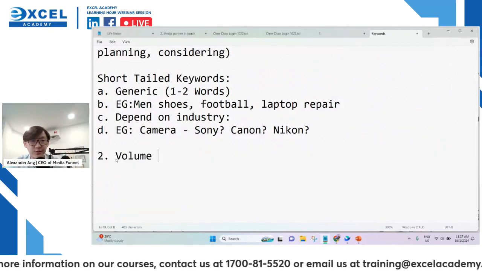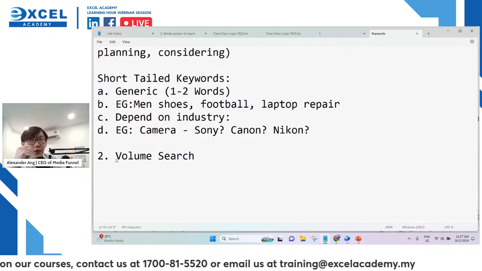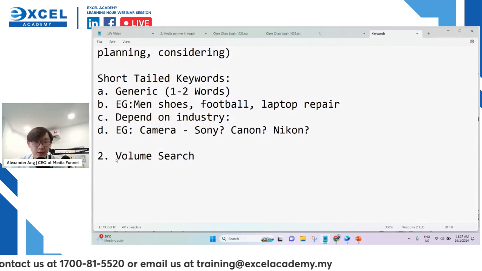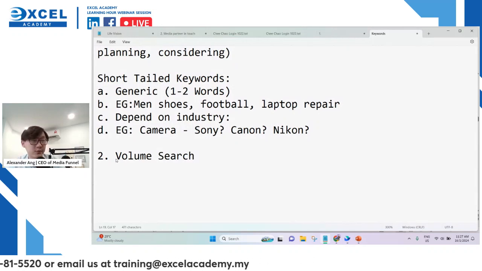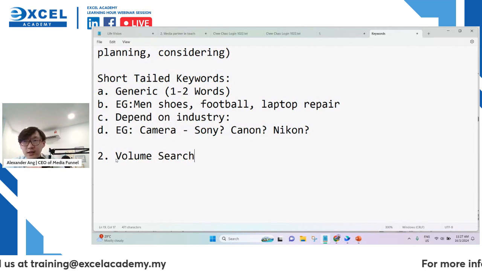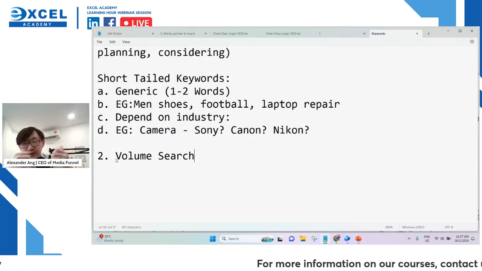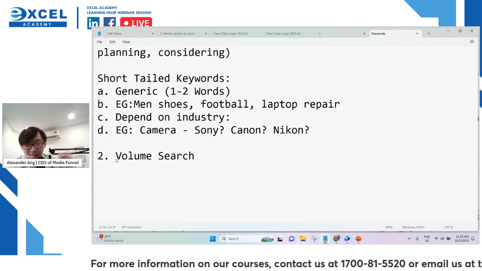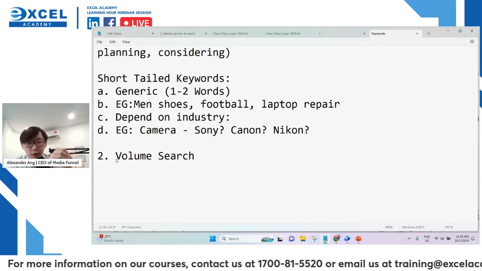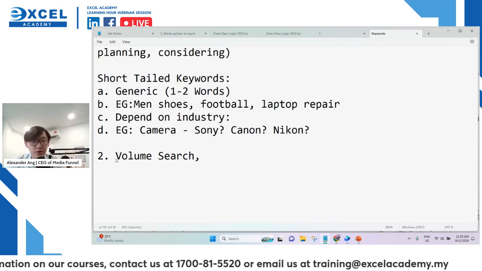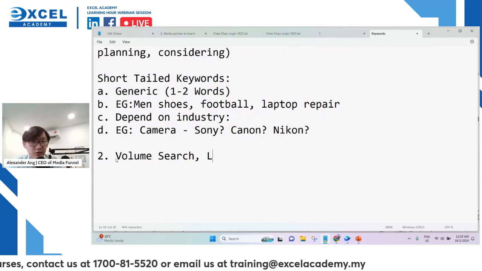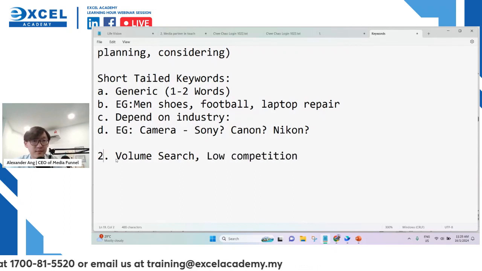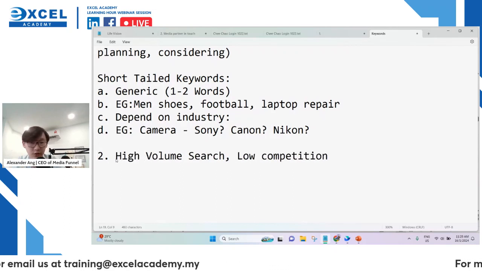Search volume. To look at keywords, right, we have to understand whether the volume is enough for you to capture traffic, enough traffic for you to get inquiries for conversion. The idea here is to look for keywords that have high search volume, low competition. All right, low competition, high search volume, low competition keywords.